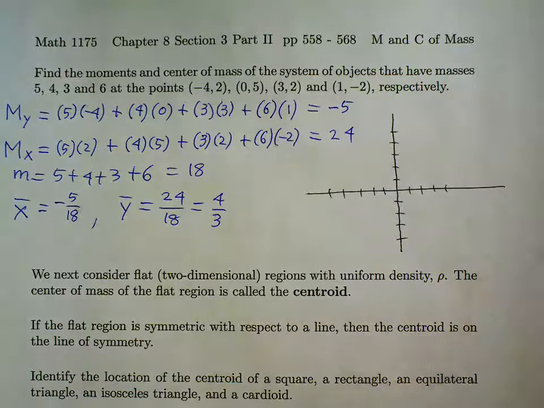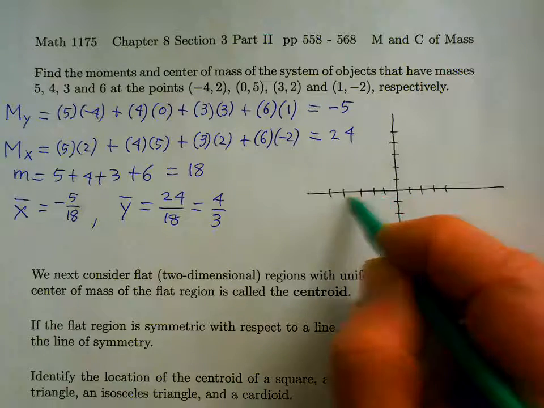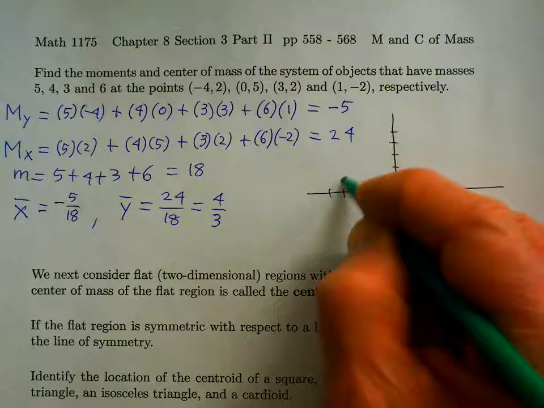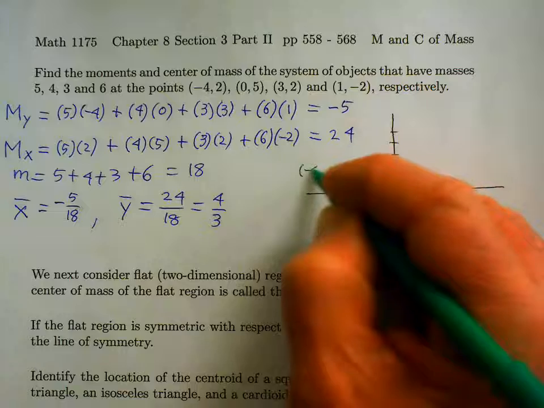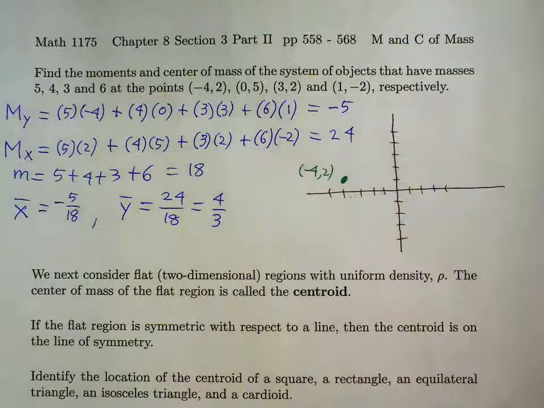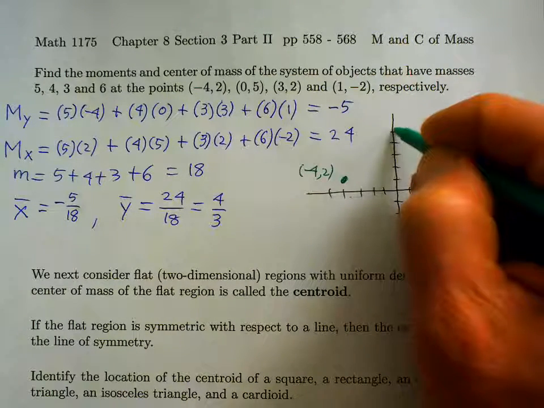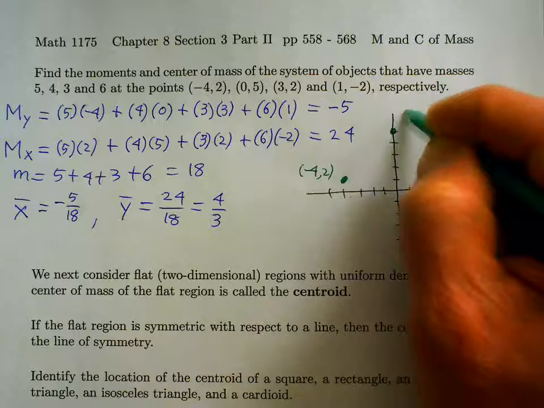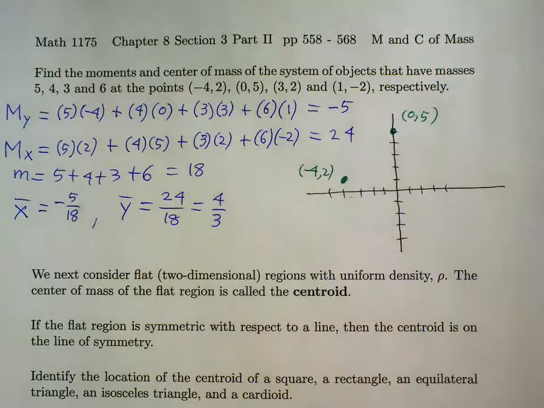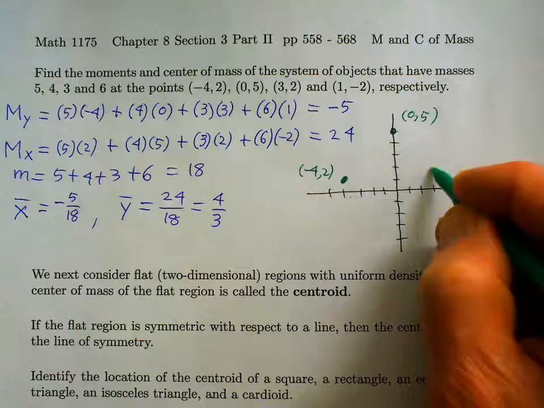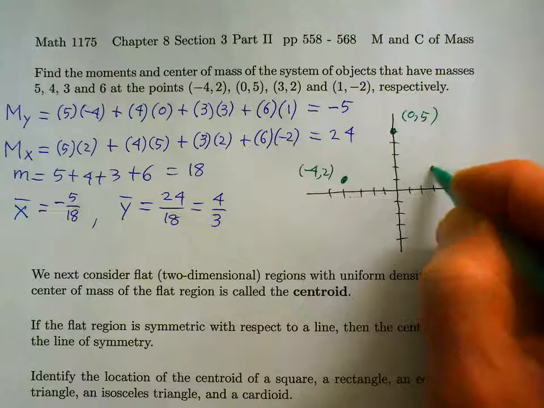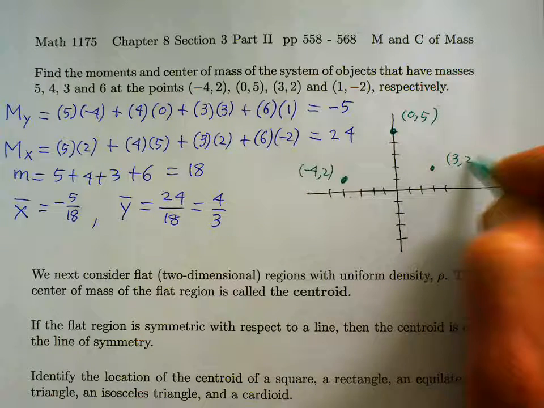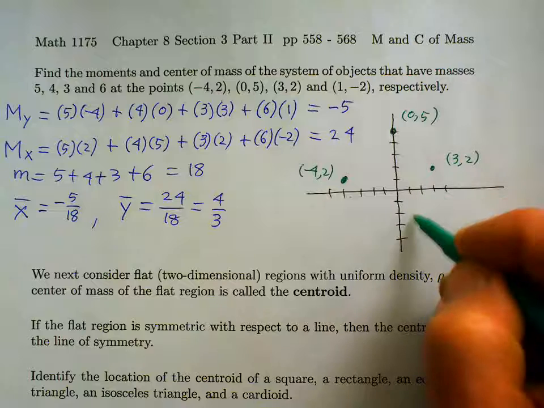So one of the points, -4, 2, -4, 2, 0, 5, 3, 2, 1, -2.